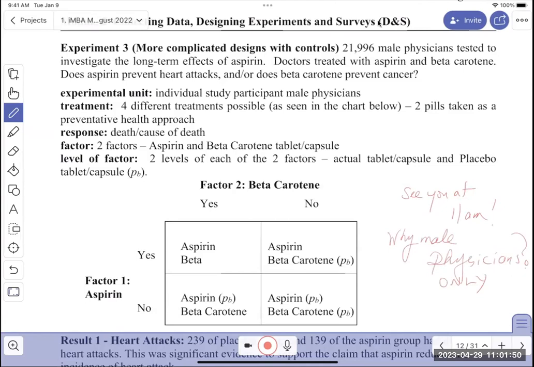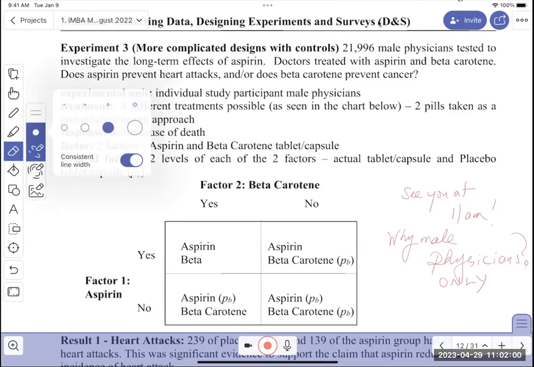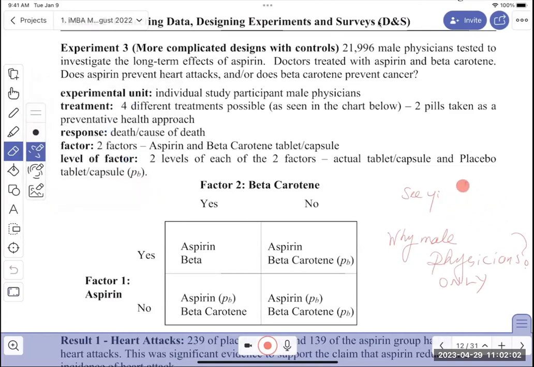Okay, so I had a question for you. Why did they only study male physicians? I'm guessing to avoid confounding. If you add more variables, then it's harder to tell if it's due to being male versus female or being another type of career that has a different level of stress. Exactly. Yes.